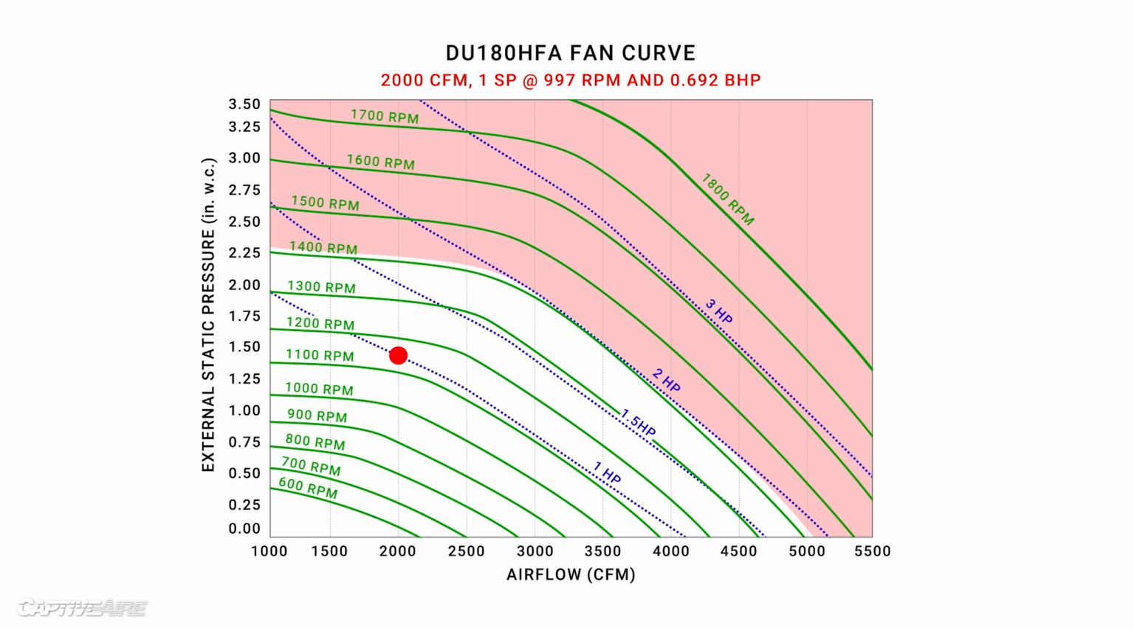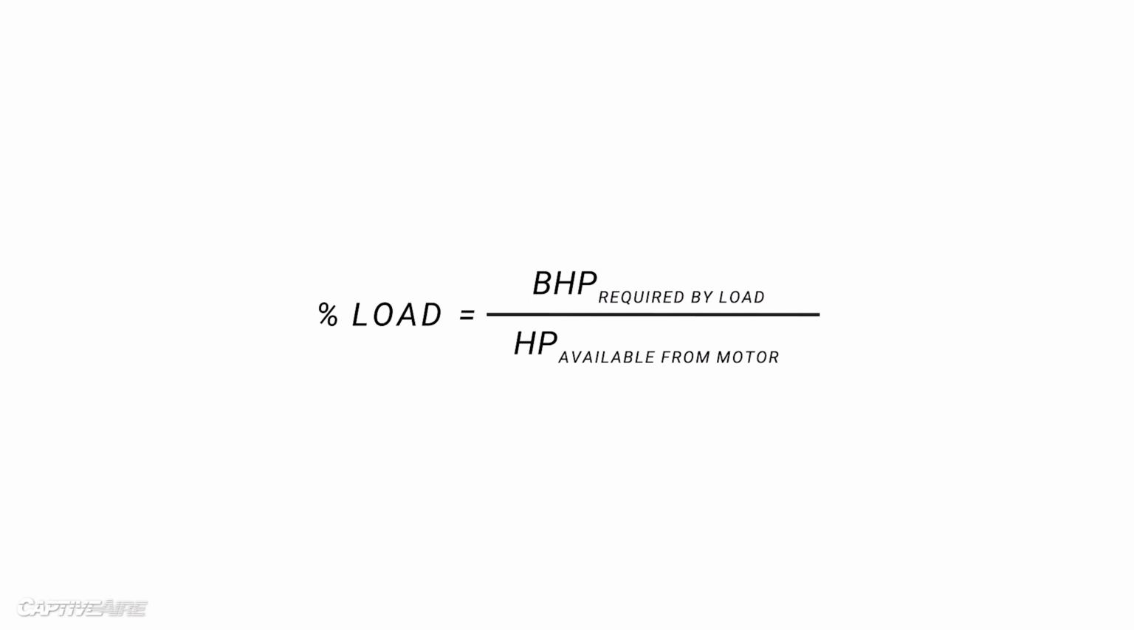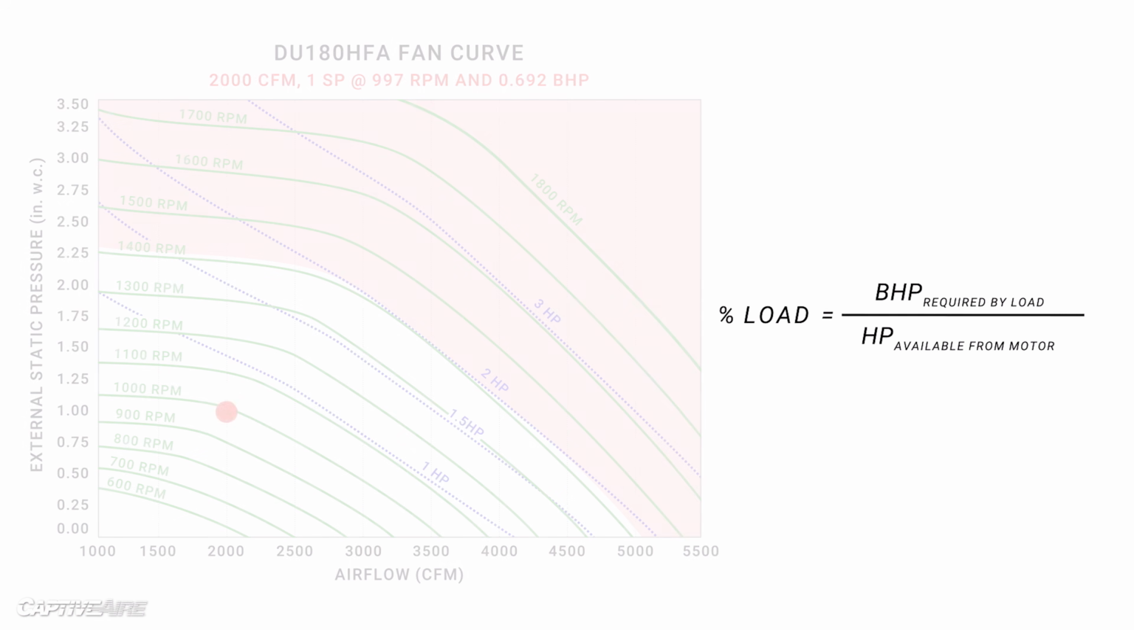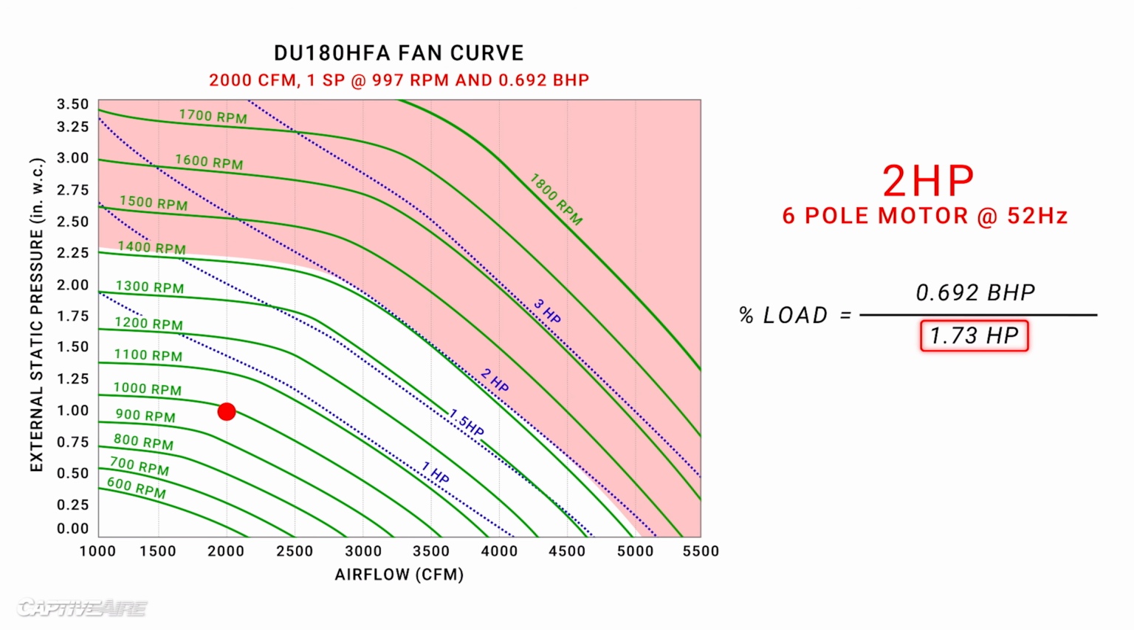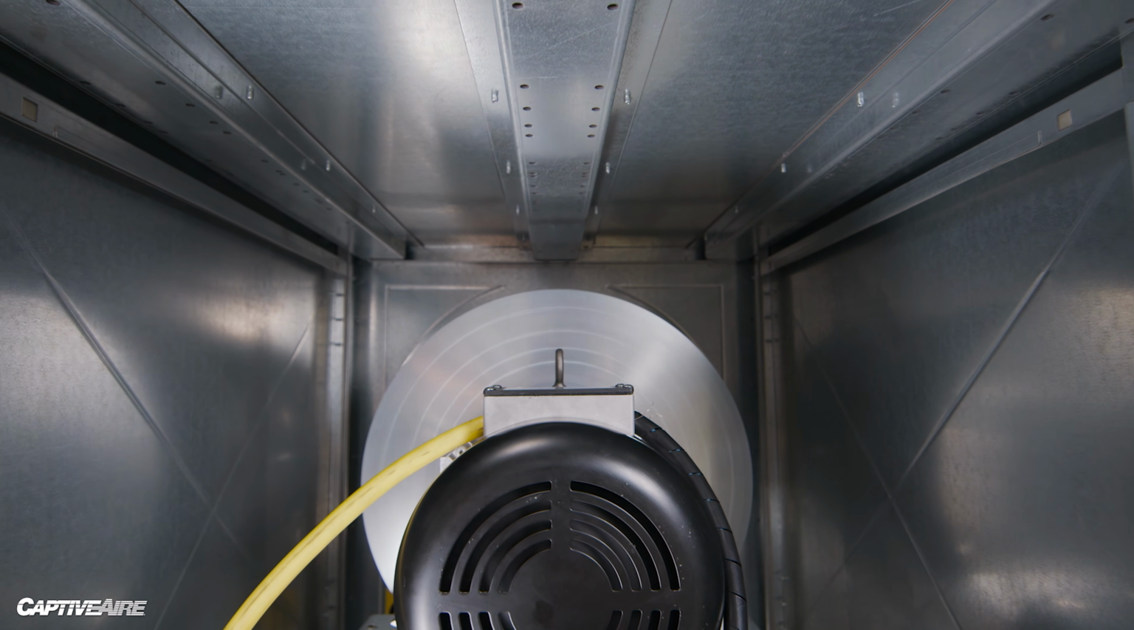And does it matter? One way we look at how much buffer a motor has is by calculating the percent load. Percent load is how much brake horsepower is needed of the motor over how much horsepower it can produce at that speed. So if we go back to 2000 CFM and 1 inch of static, the fan required 0.692 brake horsepower, while at that speed, this specific motor could produce 1.73 horsepower. So in this case, the percent load is only 40%. And for most applications, we try to get this number closer to 70% or at least above 50%. And the reason for that is motor efficiency.